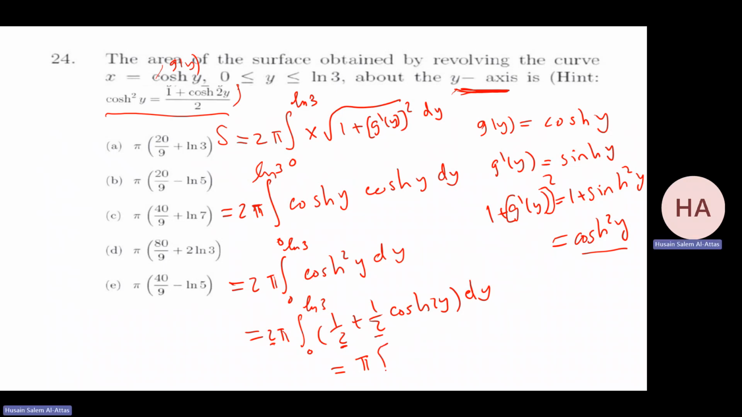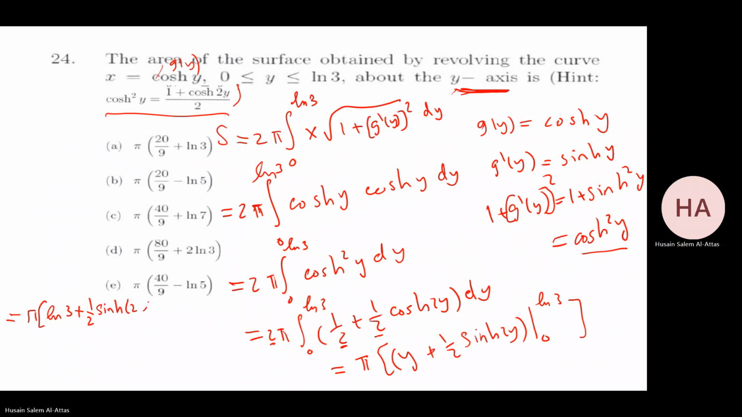I'm doing the integration now. So it's y. Cosine hyperbolic 2y integrates to what? Half sine hyperbolic 2y. And that's from where to where? From 0 to ln 3. Okay, now do the calculation. That will be pi ln 3 plus half sine hyperbolic 2 ln 3.